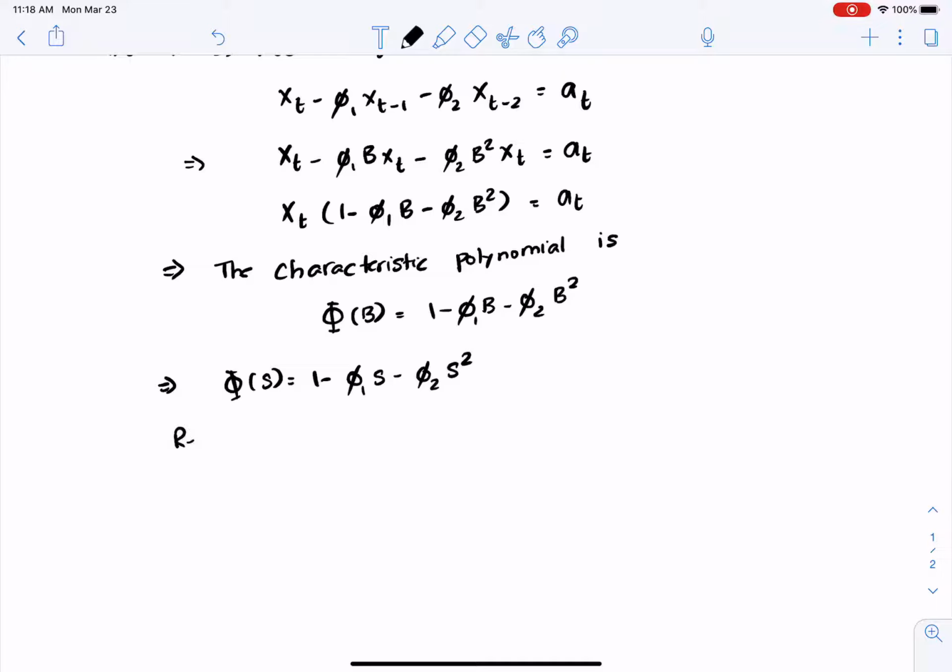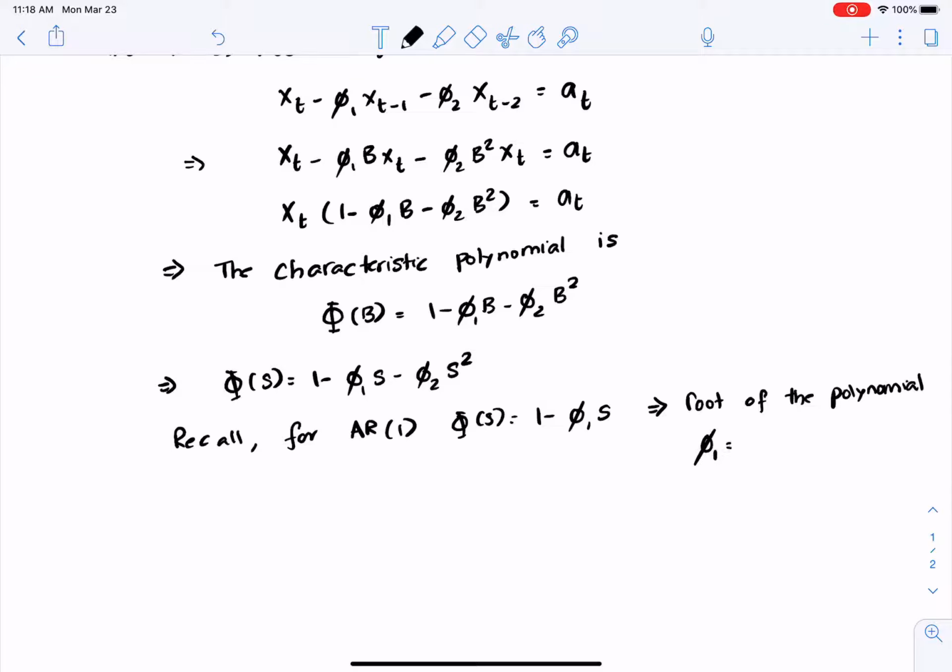If we recall, for AR1, phi of s is 1 minus phi 1 times s. This would mean the root of the polynomial, which is s equal to 1 over phi 1, or phi 1 equals 1 over s, which is s inverse.